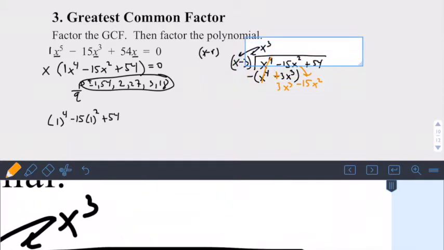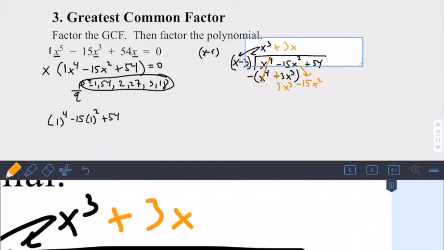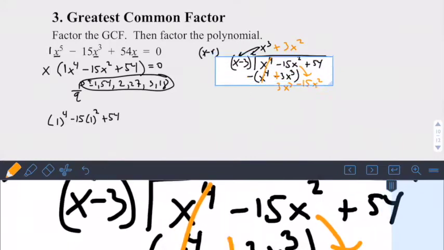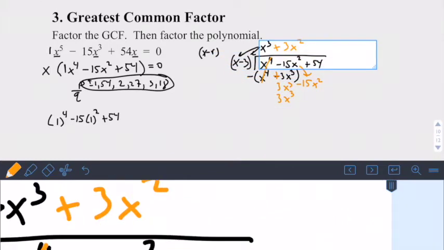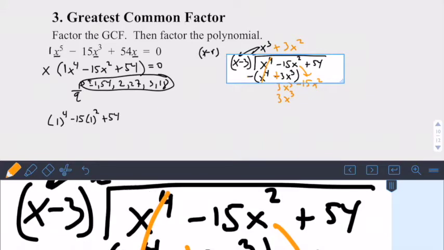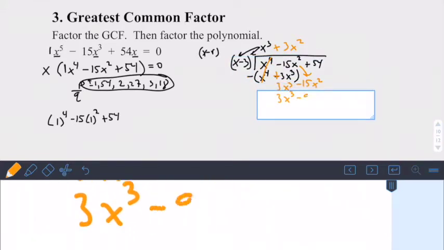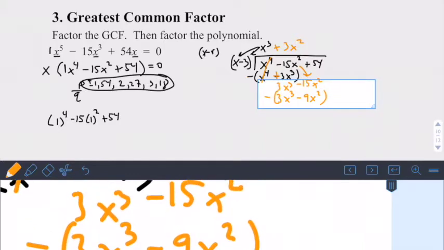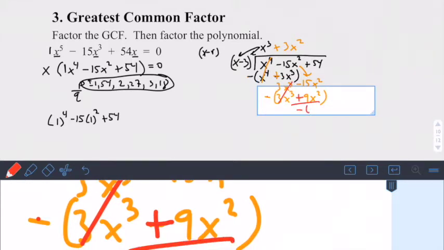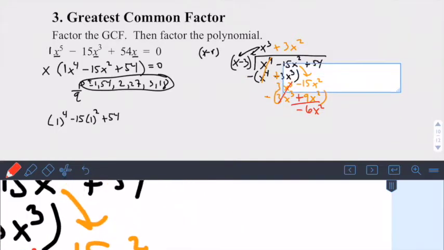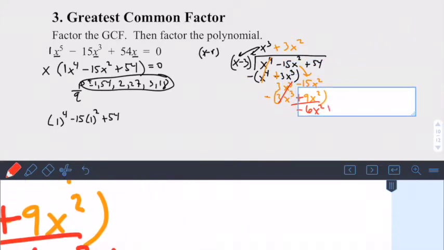Now I'm going to multiply by 3x squared. 3x squared times x is 3x cubed. 3x squared times -3 gives me -9x squared. And subtract. -15 minus -9, so plus 9, will be -6x squared. Going to bring down 54.